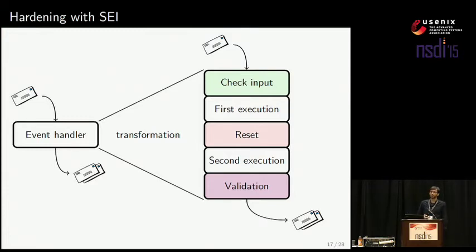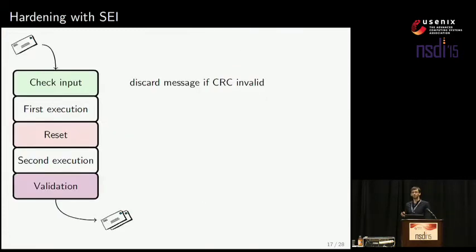The first phase checks that the input message that is arriving to be processed matches the CRC. And if it doesn't match the CRC, the message is going to be simply dropped. Then the next phase executes the event handler for the first time. Here, whenever we read something from the state, we compare it against the redundant state, and if it doesn't match, we crash the process. This could occur, for example, if a fault occurs here before the check and corrupts the variable we are going to read. Then the check would detect that, and we would crash.